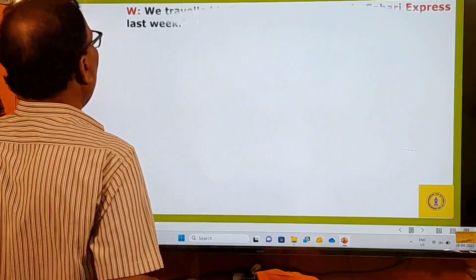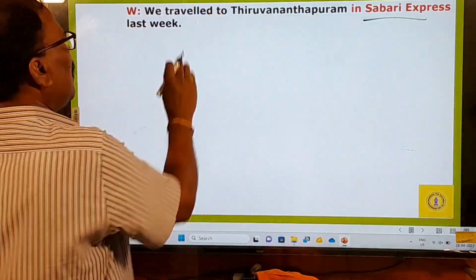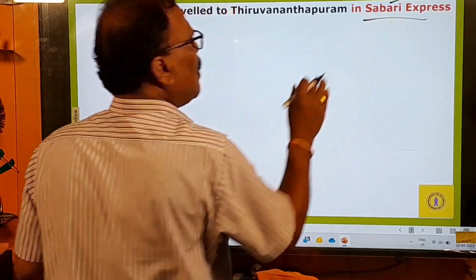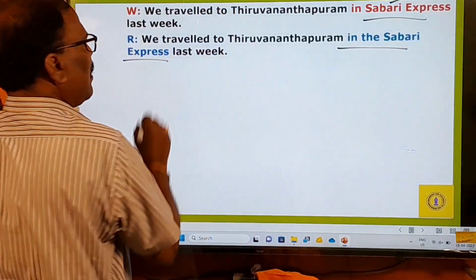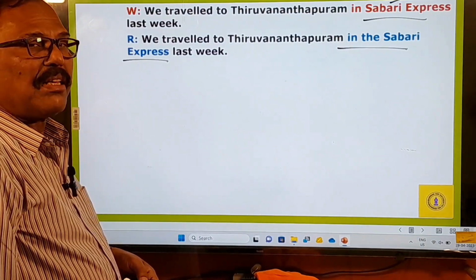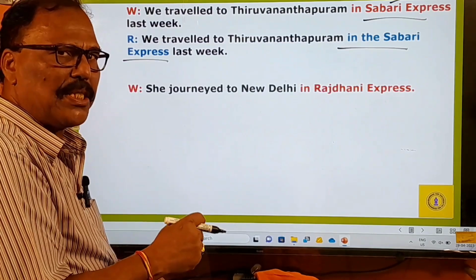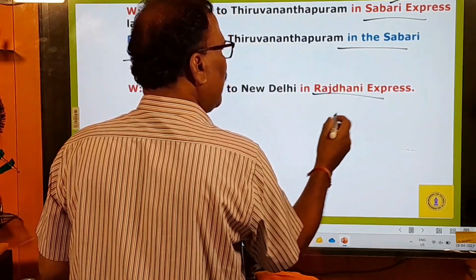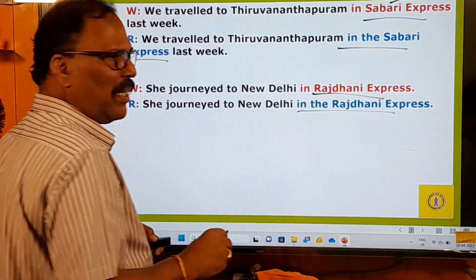We travel to Thiruvananthapuram in Sabari Express. See, simply saying Sabari Express is a mistake. You have to say in the Sabari Express, not in Sabari Express. Strictly and grammatically speaking, this is the right thing. And: she journeyed to New Delhi in Rajdhani Express. We should not simply say in Rajdhani, but in the Rajdhani Express.